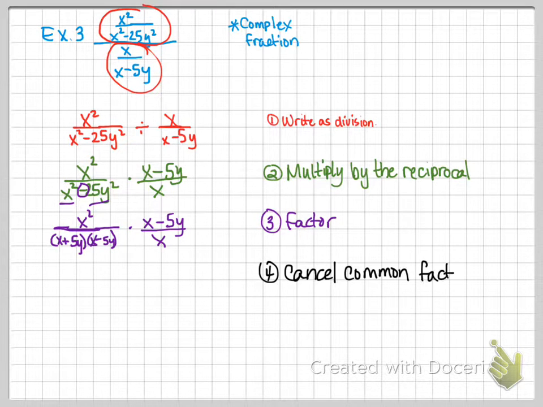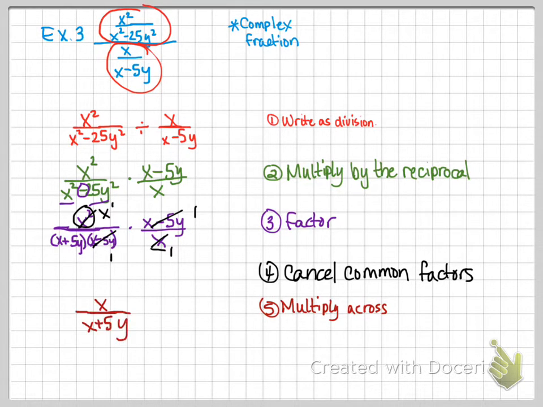Step 4, cancel common factors. We can cancel the x minus 5y's, and then this x can cancel with one of the x's in the numerator here, so the x squared changes to an x to the 1, and then multiply across. So x times 1 is x, and x plus 5y times 1 is x plus 5y, and that's our answer.